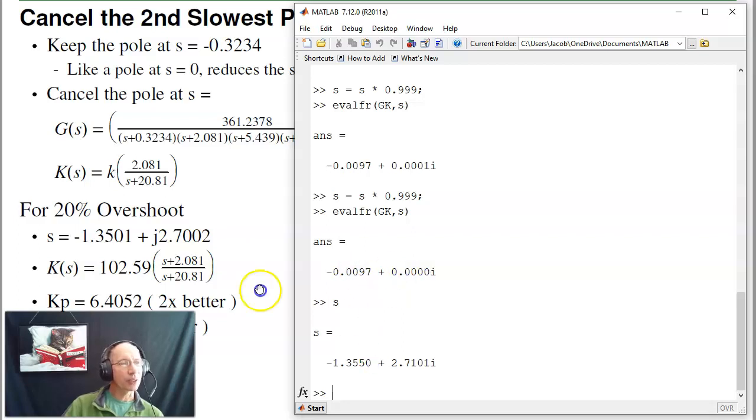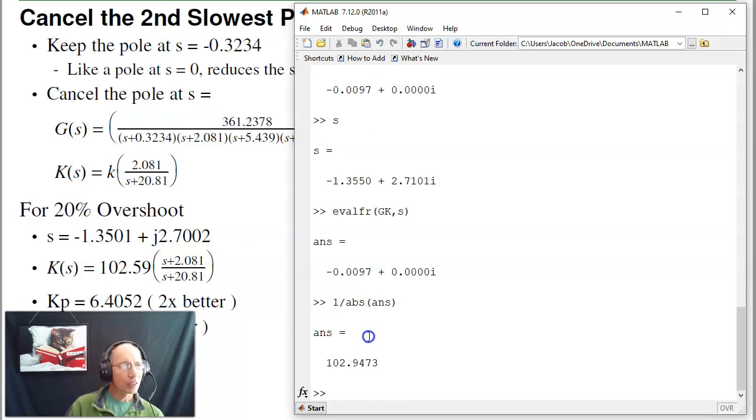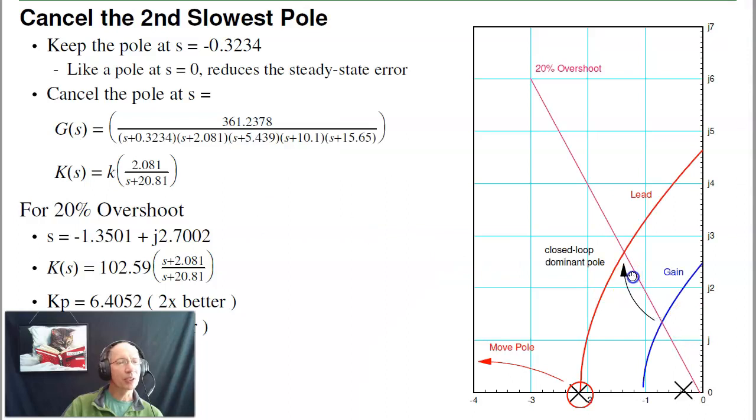The gain's wrong though. To find K, at any point on the root locus, G times K is minus 1. So if I evaluate G of s and find K to make the gain 1, that's K, 102.94. Actually 102.59 if you carried out a few more decimal places. That's kind of a trick to find the spot on the root locus. I'm just doing numerical techniques, searching till the angles add up to 180. Or you can draw the root locus and see where they intersect.